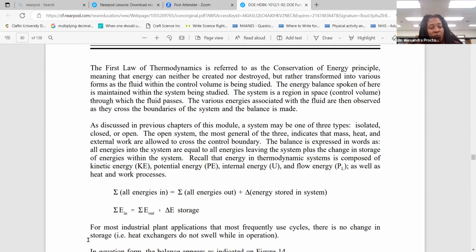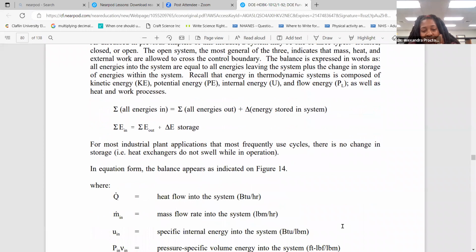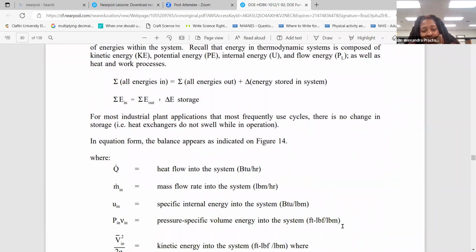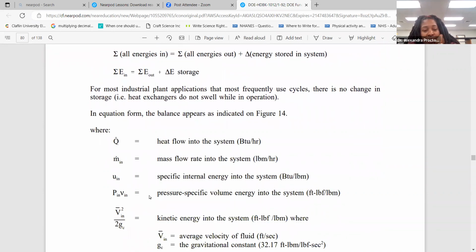So for most industrial plant applications that use cycles, there's no change in the storage. The heat exchangers, they don't swell while they're in operation. Okay. So in the equation form, the balance appears as indicated in figure 14, where Q is the heat flow into the system, which is in BTUs per hour. So of course, you know that is a rate. Anything divided by unit time is actually a rate.